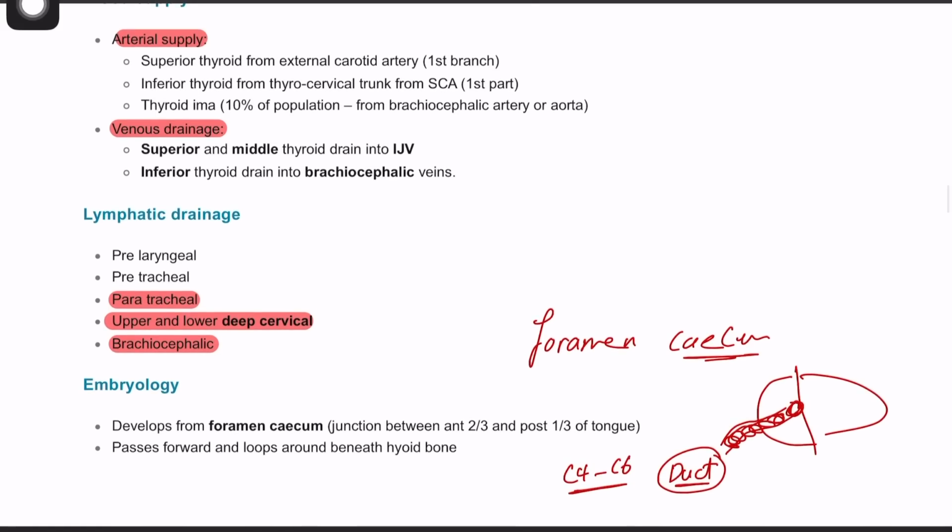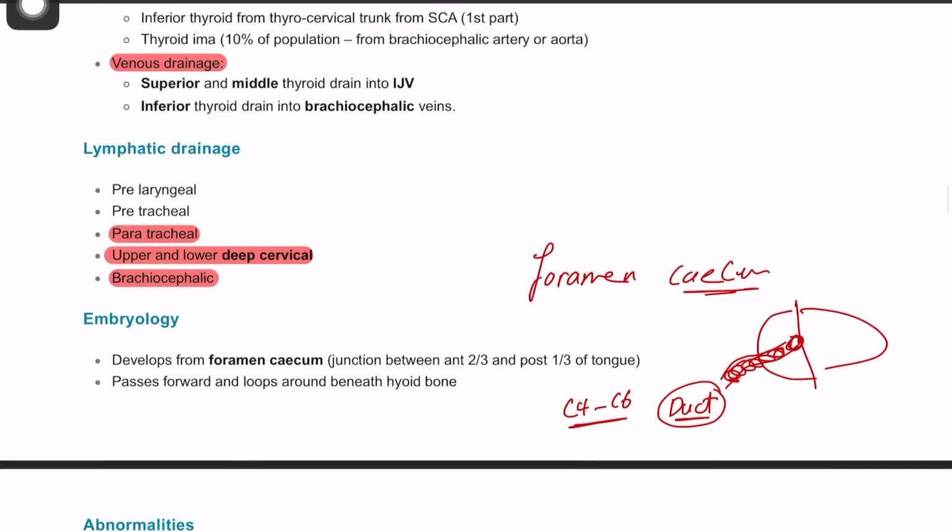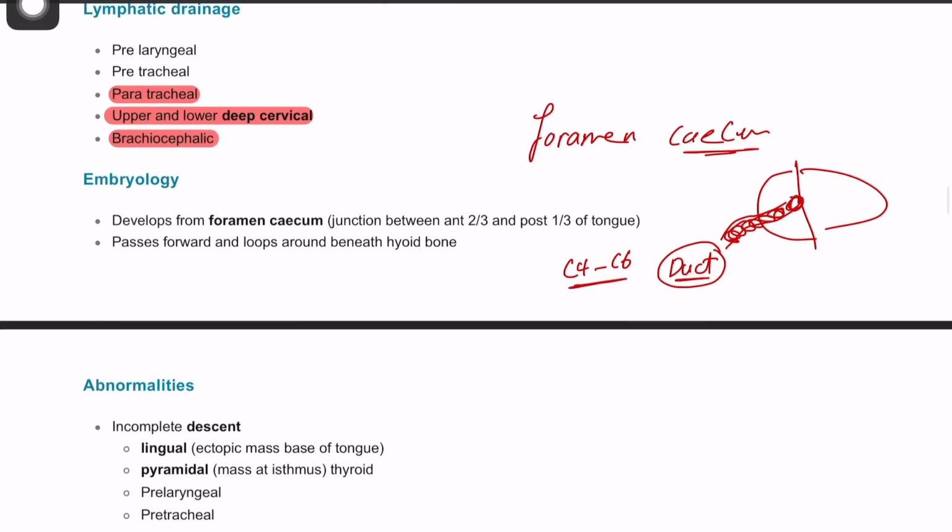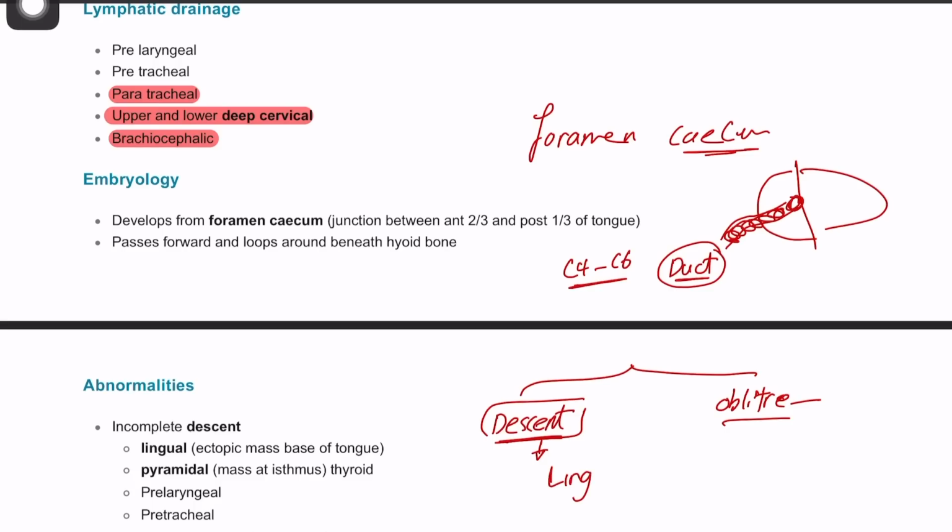So it's quite important to know the embryology for the congenital abnormalities that might happen later on. In terms of abnormalities, we have one of two things: whether there is a problem with descending down, so a problem with descent, that's one, or a problem with obliteration of this duct. So the descent might stop somewhere in between. It might happen that you have a lingual thyroid, so it's located in the tongue basically, or a pretracheal thyroid, or a prelaryngeal thyroid.